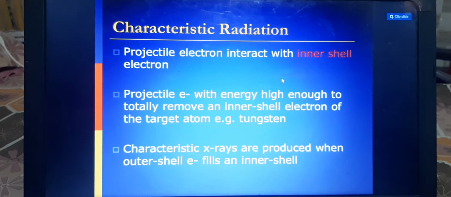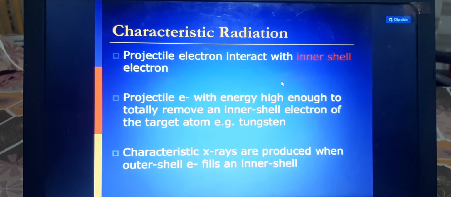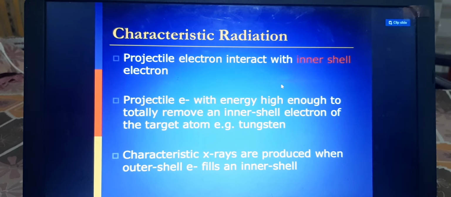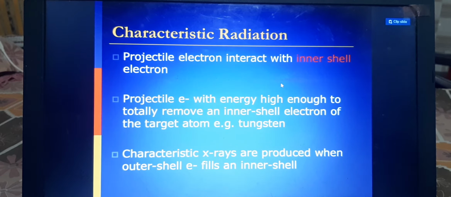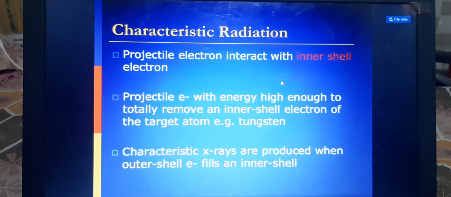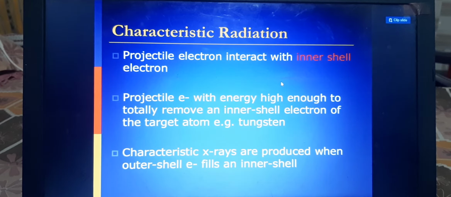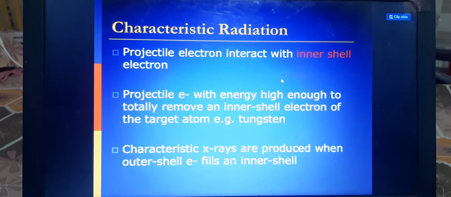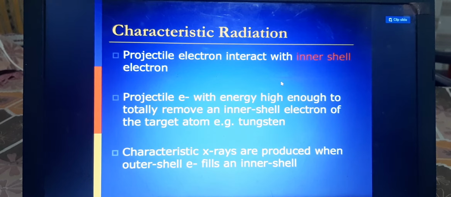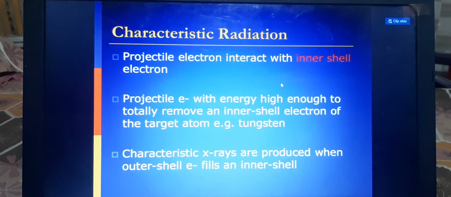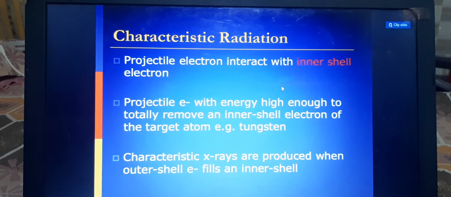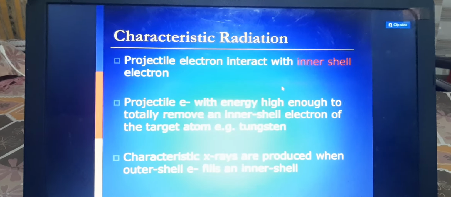As we already discussed in the previous classes, the projectile electron interacts with the inner shell electron of your target atom, and that projectile electron, with energy high enough to remove an inner shell electron of the target atom, which is tungsten, hits the inner shell electron and removes it and creates a vacancy in the inner shell. Characteristic X-rays are produced when an outer shell electron fills an inner shell, as we already discussed in the previous classes.